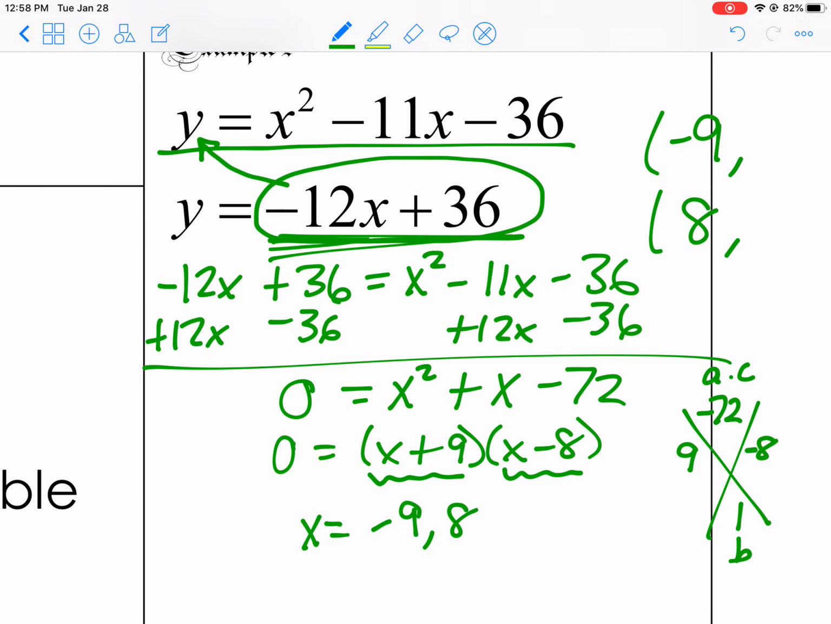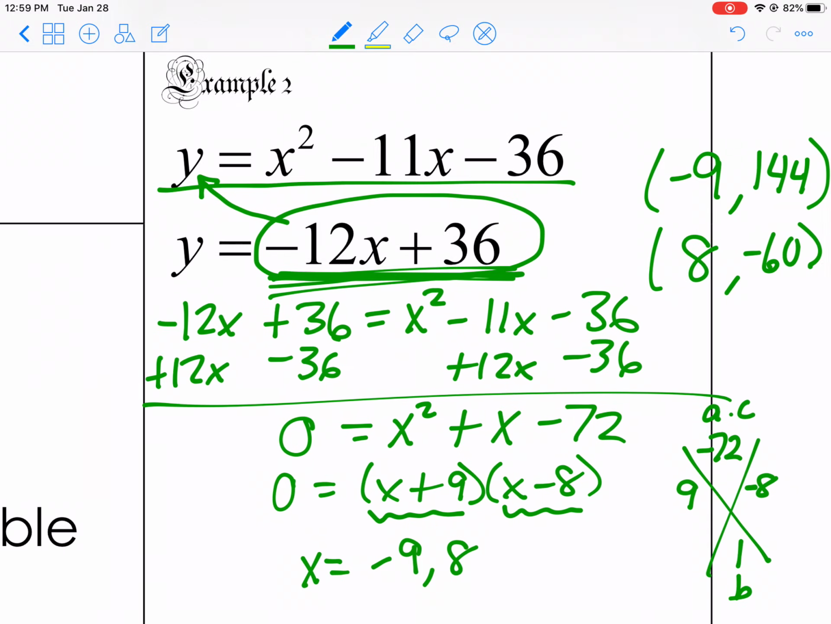And I'm going to go ahead and plug them into the linear function. That's a little bit easier, I think, than the quadratic, but either one will give you the same answer. So if I do negative 12 times negative 9, that's going to be 108, plus 36 is going to be 144. And then if I replace the x with 8, I will get negative 12 times 8, that's negative 96, plus 36 is negative 60. So we have these two answers.